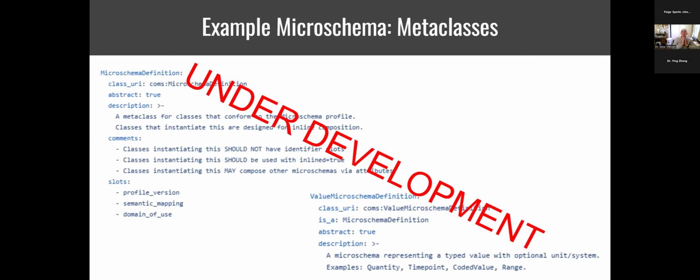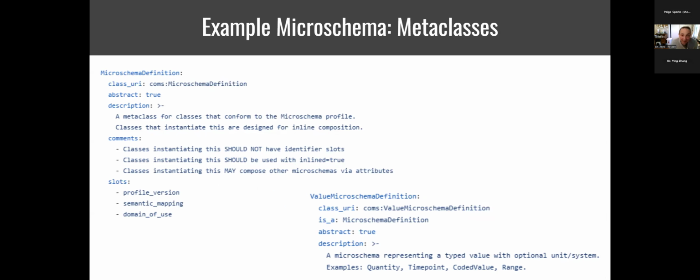Okay, so now I'm going to dive a little bit more into some experimenting that I've been doing with microschema. And I want to specify that this is all under development. So I haven't had the chance to really exercise this yet, but we're gonna talk through it here. Okay, so I've defined a couple of microschema metaclasses for describing CDEs. As we talked about before, CDEs are these question answer pairs or measurement value pairs. So this is what we call a metaclass to represent those pairs. So this is the microschema definition. This would be like the question or the measurement. And this is the value microschema definition. This would be like the answer or the value.